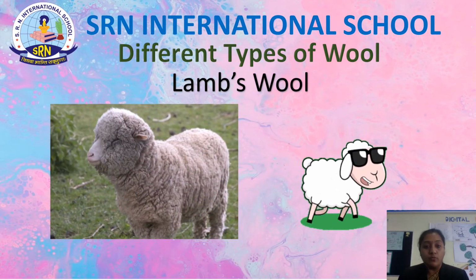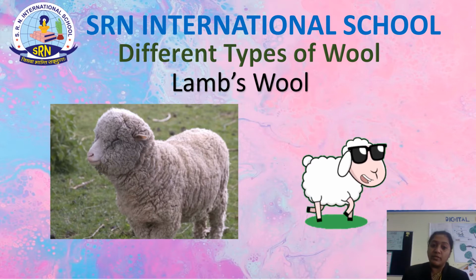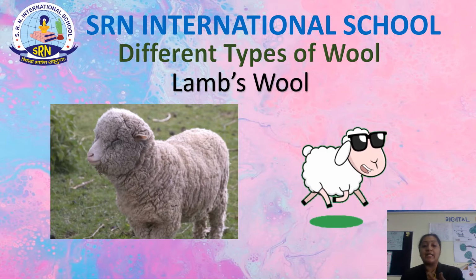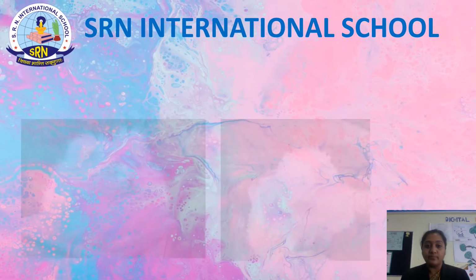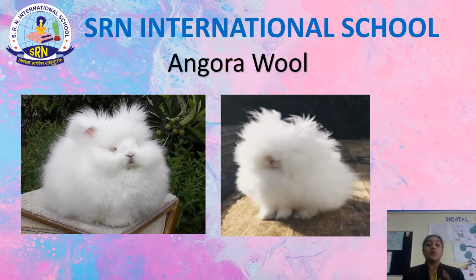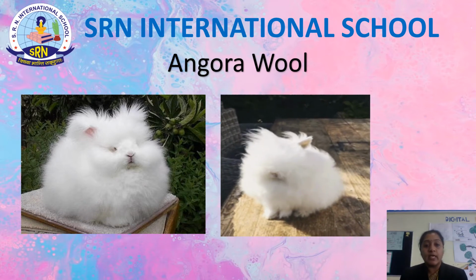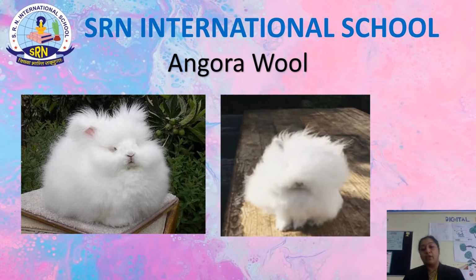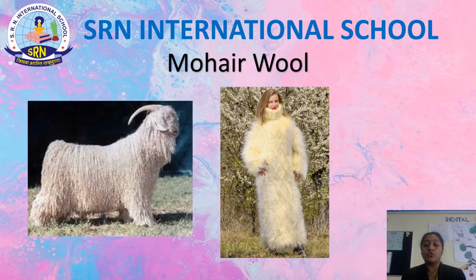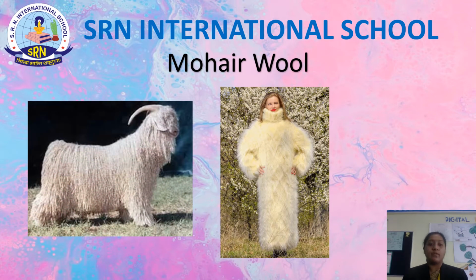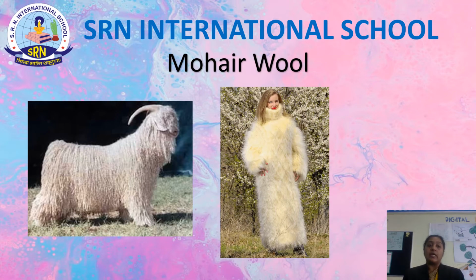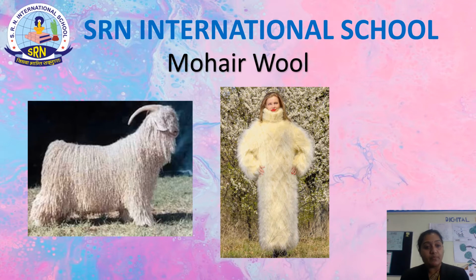Different types of wool. First of all, lamb's wool. It comes from baby sheep. It is extremely soft and is highly valued. Next, we come on to Angora wool. Angora wool is obtained from Angora rabbit. Again, it is very soft and fluffy. Next, we come on to mohair wool. Mohair wool comes from Angora goat. It is long and smooth.